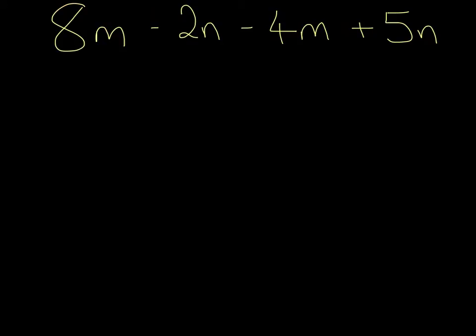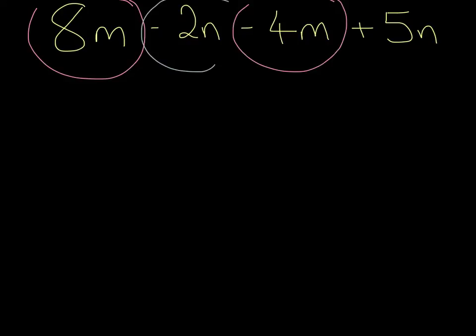Here's an expression with some negative values in it. 8m minus 2n minus 4m plus 5n. Let's identify our like terms. So we've got an m here, 8m, and we've got a negative 4m. Our other pair of like terms are negative 2n and positive 5n. Let me rewrite them so they're next to each other.